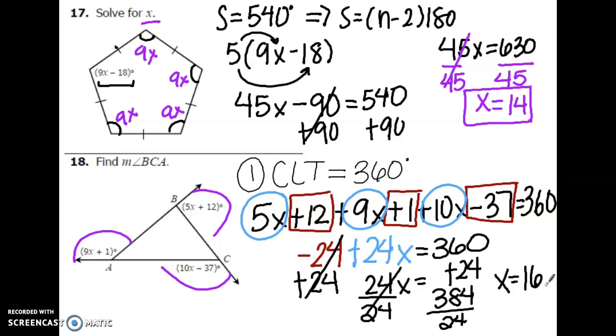That's not what they're asking for. They're asking for the measure of BCA. It's a little bit difficult. You have to plug it into C and then do supplementary angles. But we're not doing that on your test, so I'm not going to bother with it.